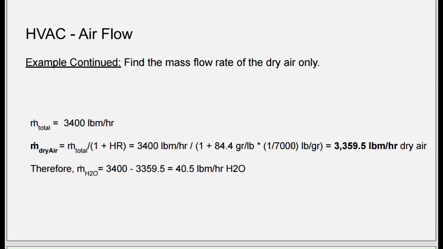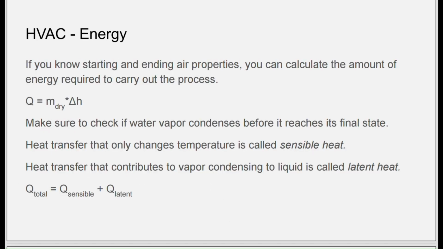If you do that, make sure you convert grains per pound to pounds per pound, and then you end up with this number. Your mass flow of dry air is going to be pretty darn close to your total mass flow, just because the mass of water vapor is not going to be very high. Therefore, if you take that difference, you'll find what your water vapor mass flow is.